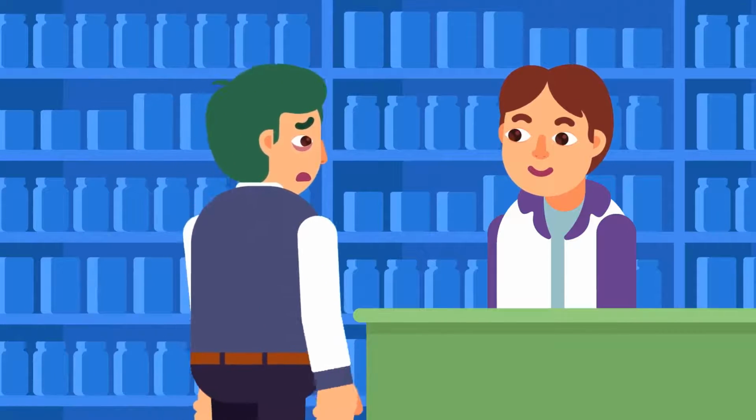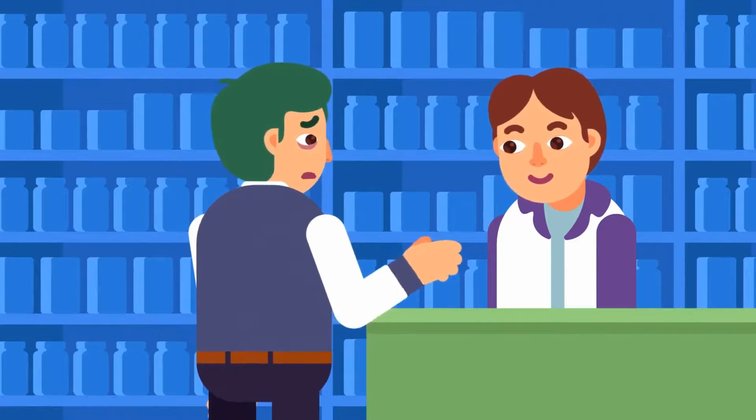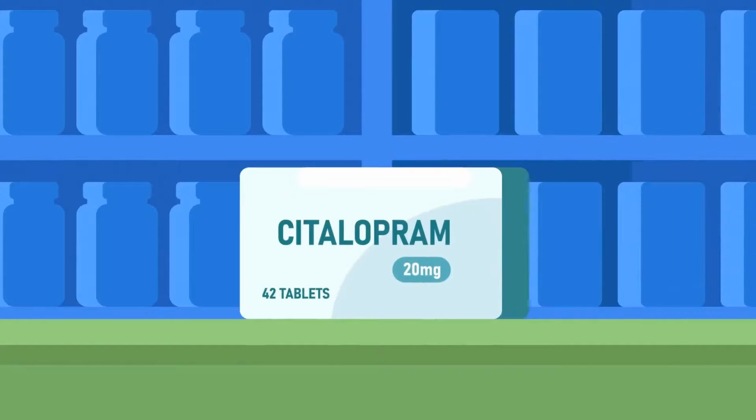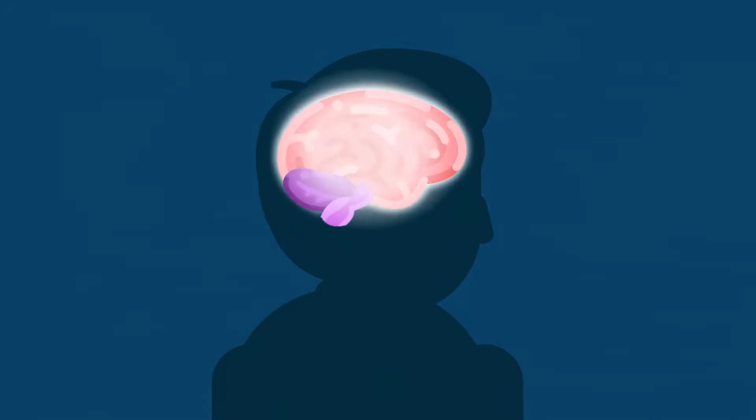Medication may be needed if the therapy does not work or your OCD is in the severe stage. Selective serotonin reuptake inhibitors, such as citalopram, are used to increase the level of serotonin in the brain, reducing anxiety.